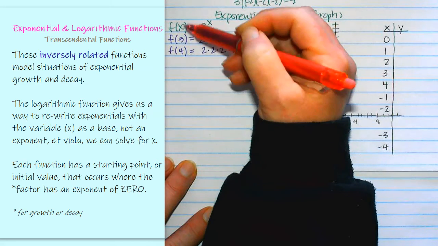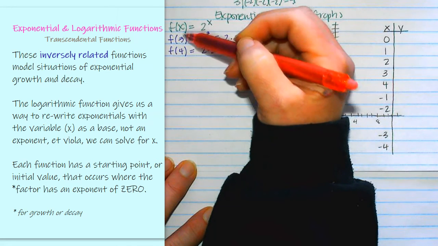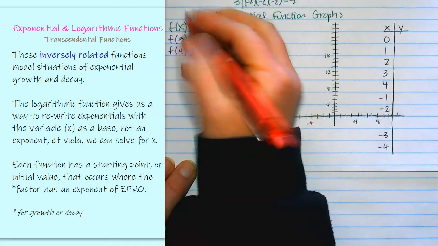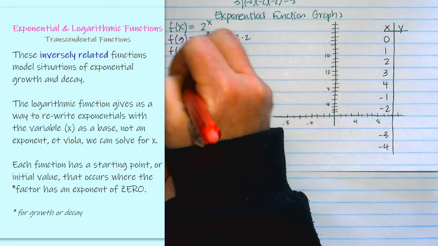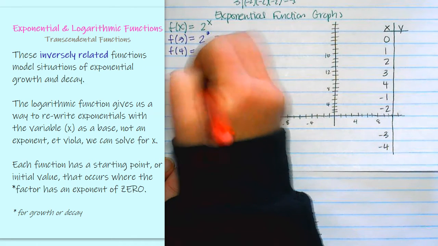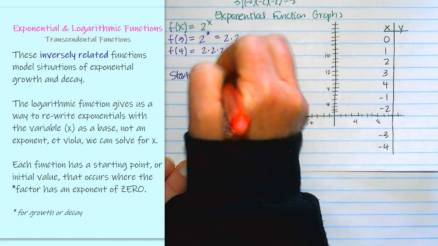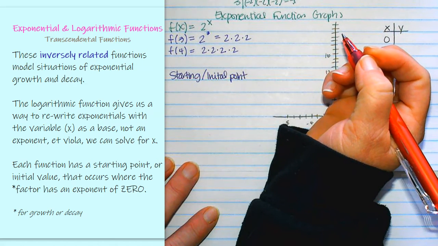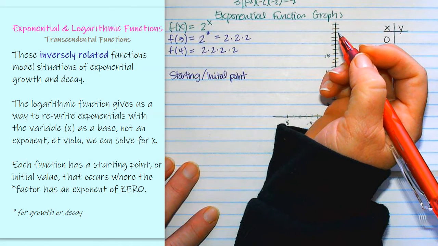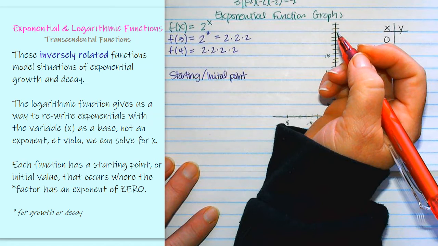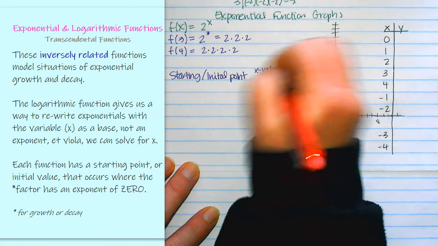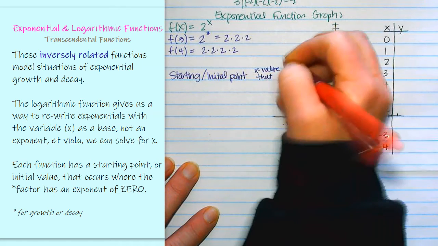So I've already got these two written out, f of 3 and f of 4, but they're not really where you should start with an exponential function. We do want to indicate what the starting value is. The starting or initial point is very important. So I do want to define that right here. The starting or initial point of an exponential function is the x value that makes the power 0.